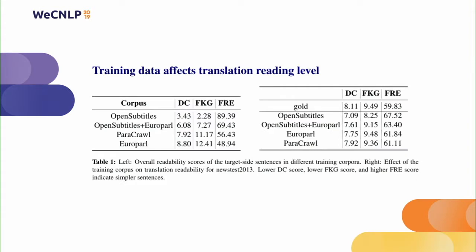So one thing that we noticed is that training data, maybe unexpectedly, or you might expect this, does affect the translation reading level. I don't have much time to go into this, but basically, if you train a model on low complexity data, you're likely going to get low complexity data coming out in the translation. And that's not something that your users can control.